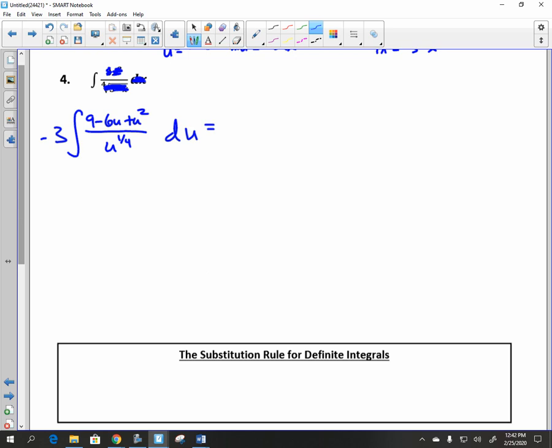I'm going to write this as negative 3 integral. I'm going to have to divide each of these top terms by u to the 1/4, aren't I? So it's going to be 9u to what power? Negative 1/4. Minus 6u to what power? 3/4. Plus u to the 7/4.